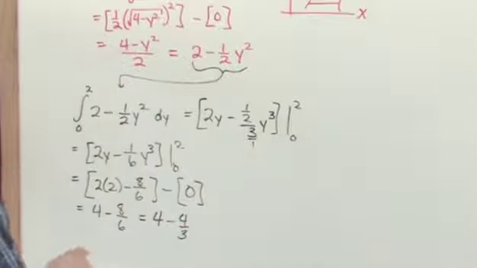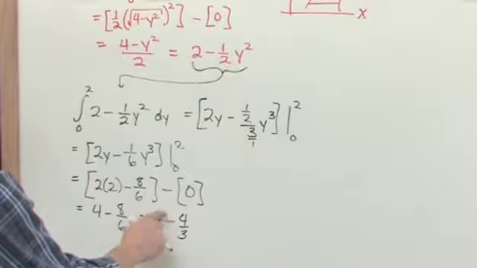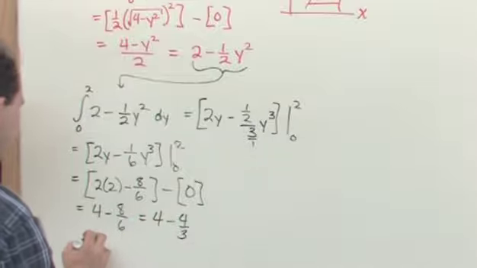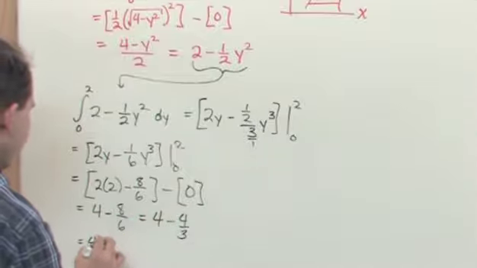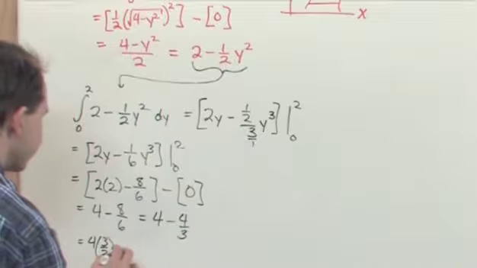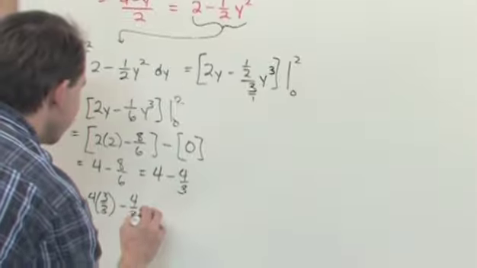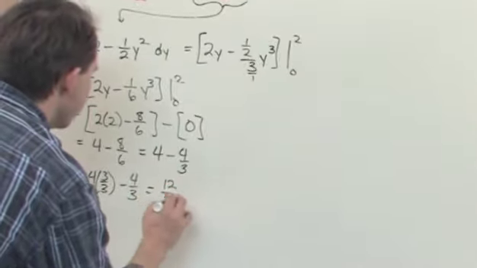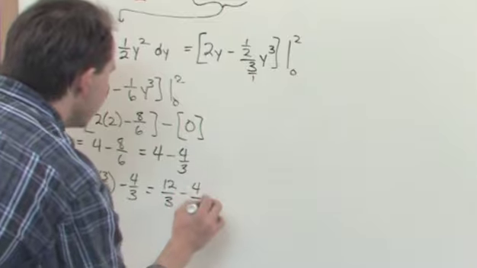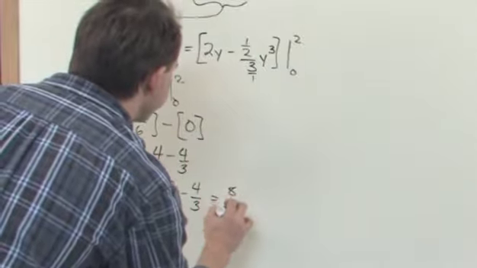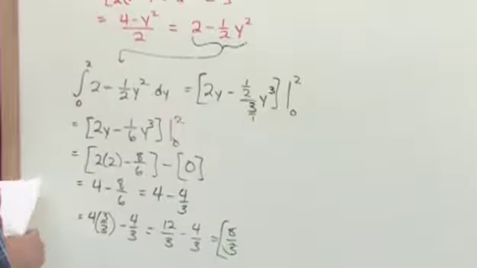Okay, and then here I can find a common denominator by multiplying this 4 by 3 over 3. Multiplying the 4 by 3 over 3 changes nothing, because I'm multiplying by 1. What I'm going to get is 12 over 3 minus 4 over 3. So what I'm going to get at the end of the day is 8 over 3. And the answer is 8 over 3.